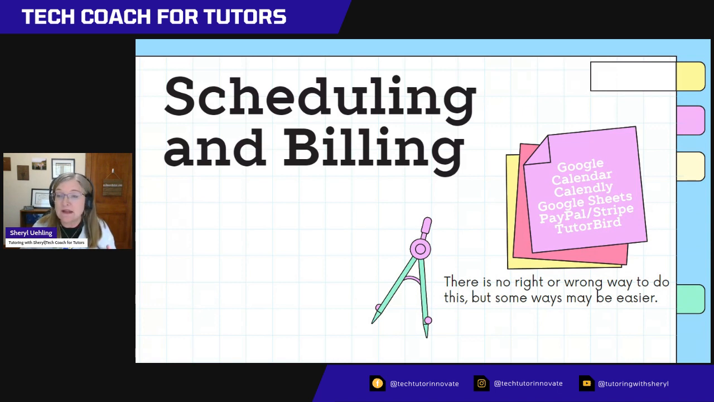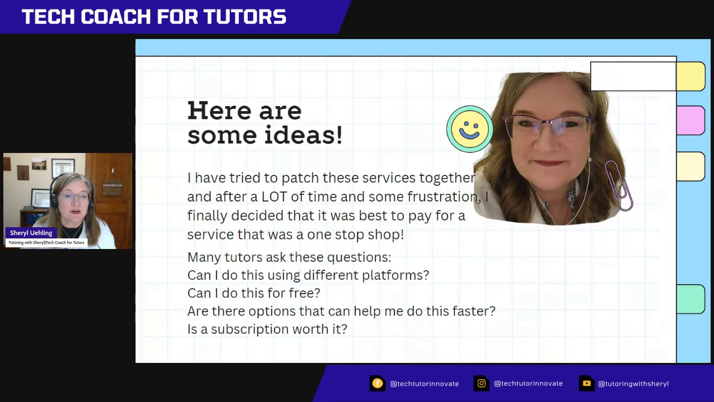As far as billing, you can keep track of things in a Google Sheet or on a spreadsheet somewhere. Then you could send out your own invoices through a service, or you could just purchase a subscription to something like TutorBird, TutorCrunch, or something like that. There is no right or wrong way to do it, but some ways may be easier. So here are some ideas.